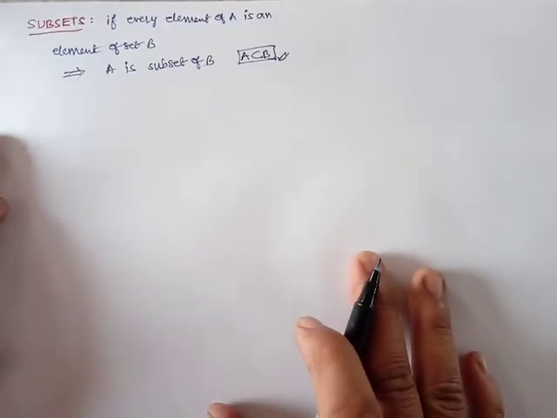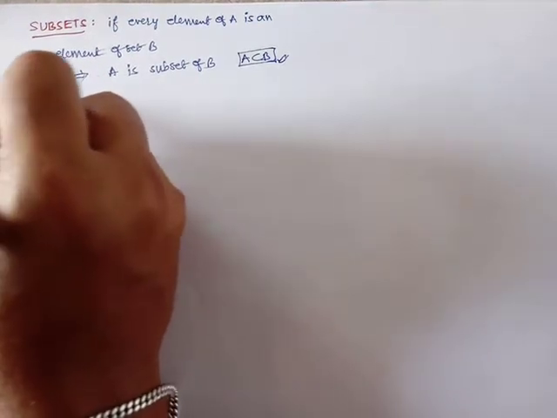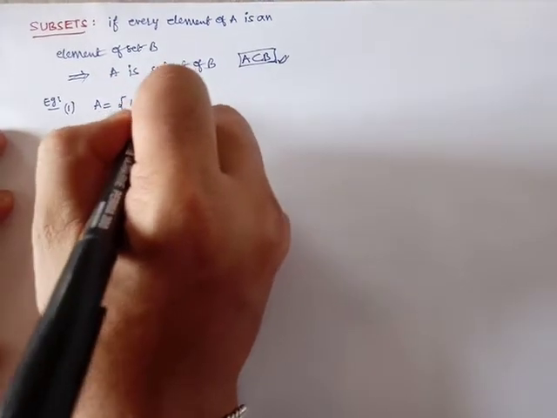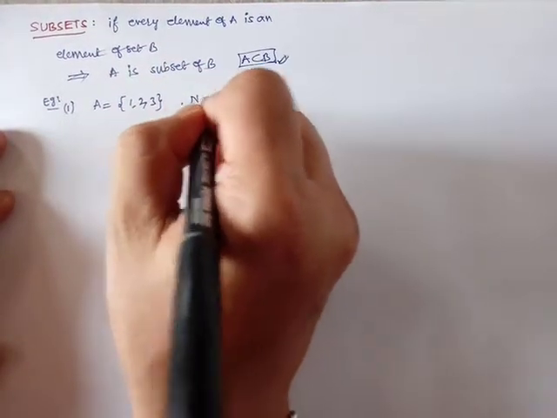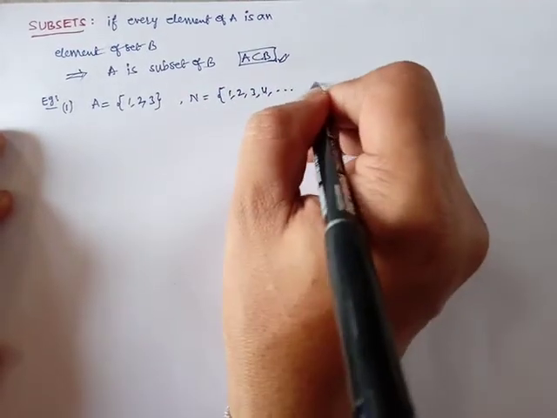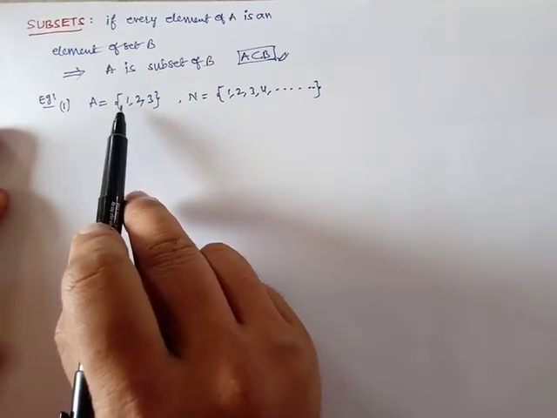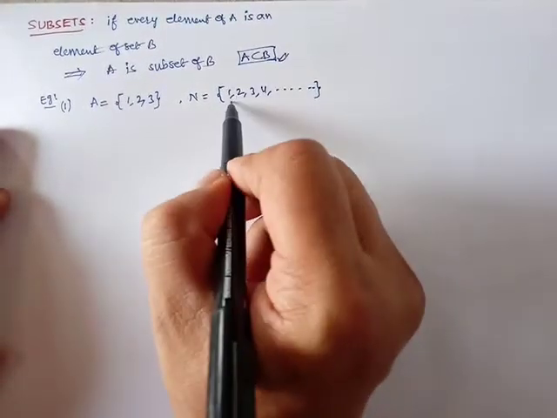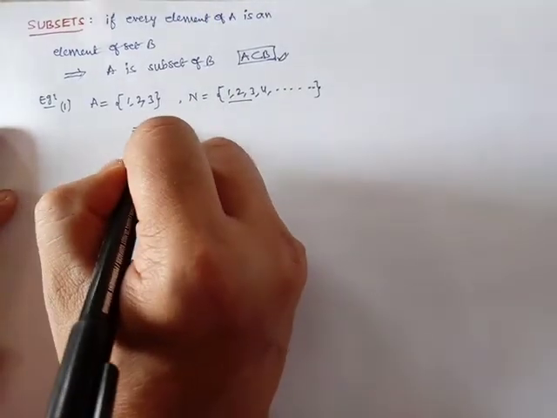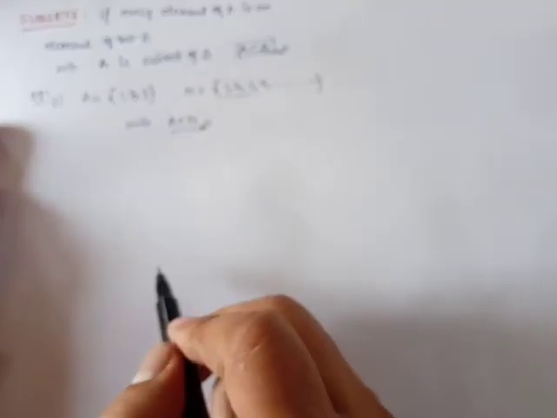Coming to the next, consider a few examples, like A is equal to {1, 2, 3} and N is the set {1, 2, 3, 4, 5, 6, and so on}, the set of natural numbers. Then each and every element of A is also an element of N. So 1, 2, 3 elements are present in N also. So this implies A is a subset of the natural numbers.